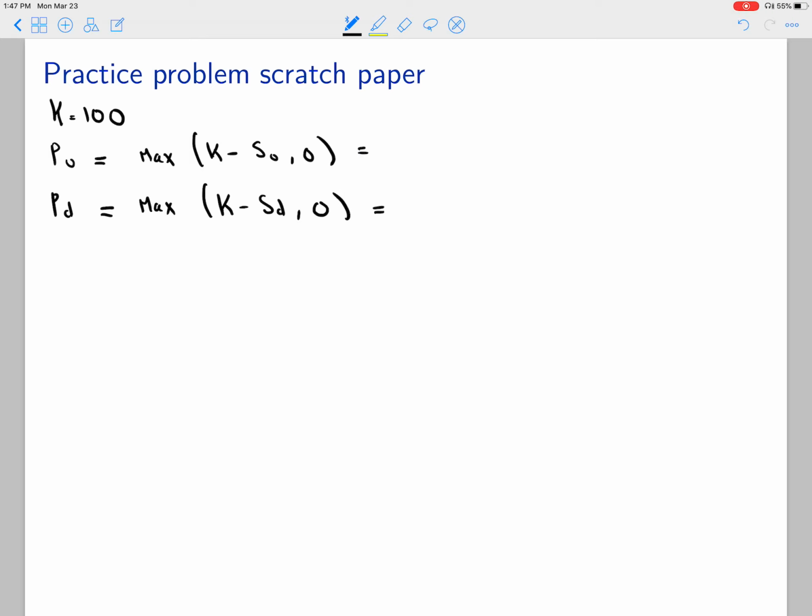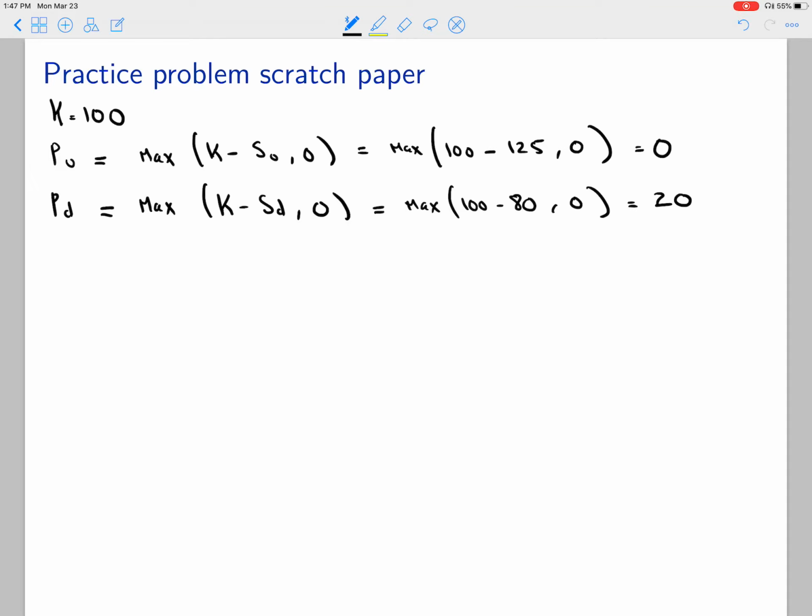In the up state, the put's payoff is equal to the maximum of the strike, 100, minus the stock's price in the up state. This is from the last question, 125, and 0. This is the max of negative 25 and 0, which is 0. In the down state, the put's payoff is the maximum of 100, the strike, minus 80, the stock price in the down state, and 0, which is equal to 20. Here, the maximum of 20 and 0 is 20.